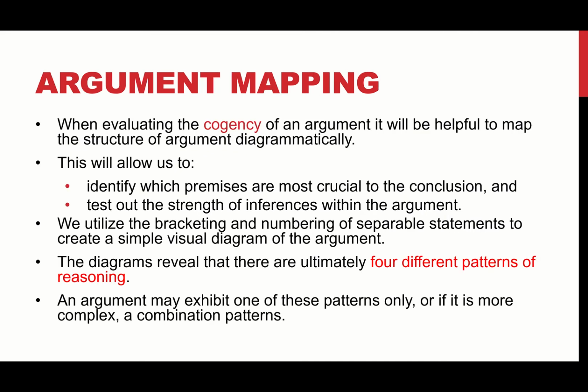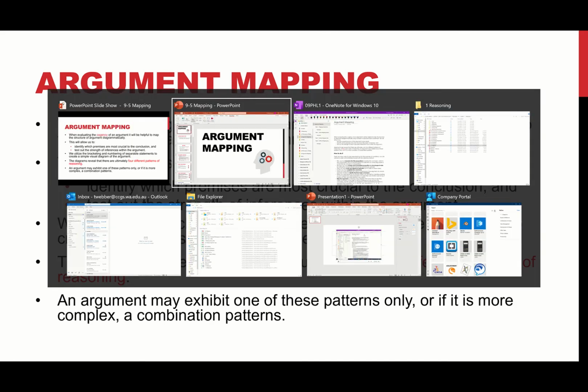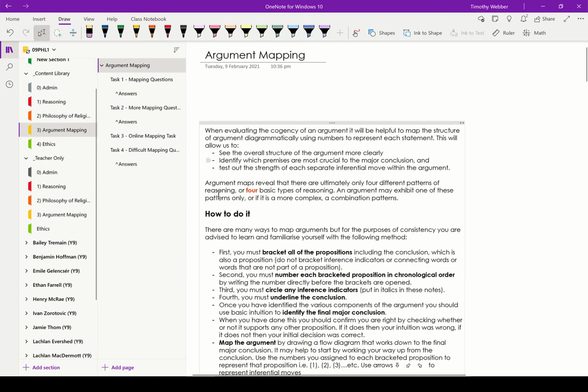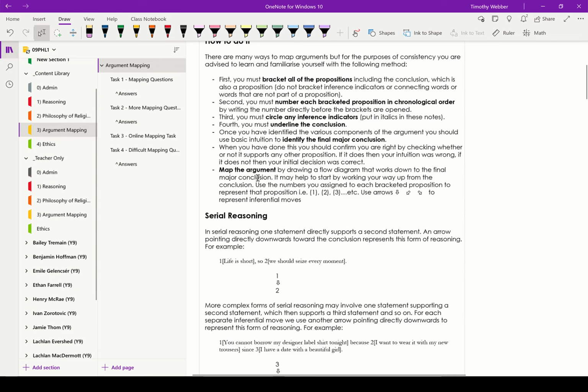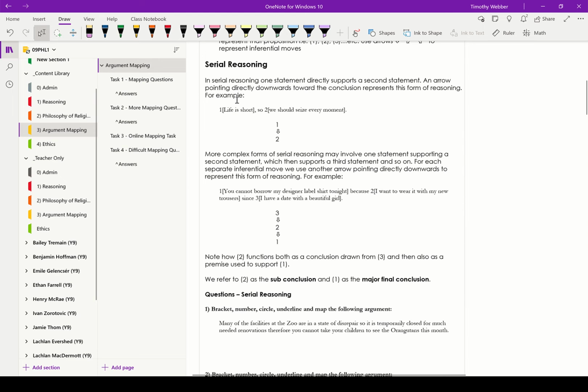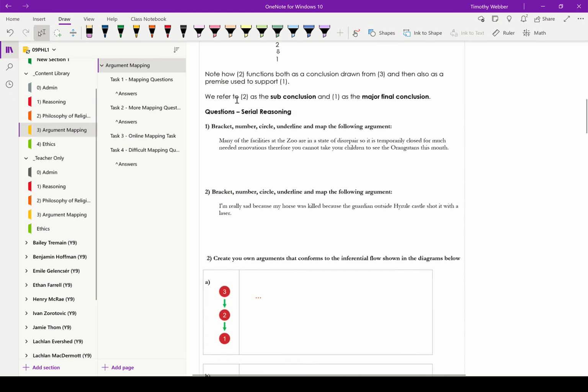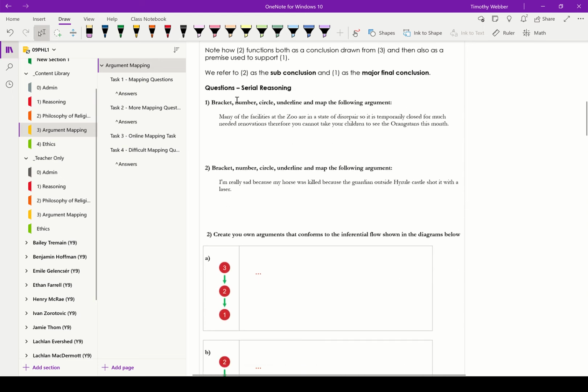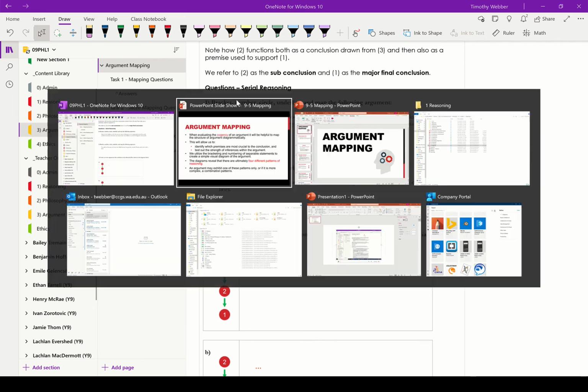Before I get into all of this, you should pause the video and go over to OneNote where this very first lesson is. It should be in the argument mapping section, and the PowerPoint basically follows along. So I'm about to teach you about serial reasoning, so you can kind of track along in the OneNote, and there'll be questions, and you can pause the video, have a crack at the questions. So have that OneNote open, pause me, and then come back to the video.